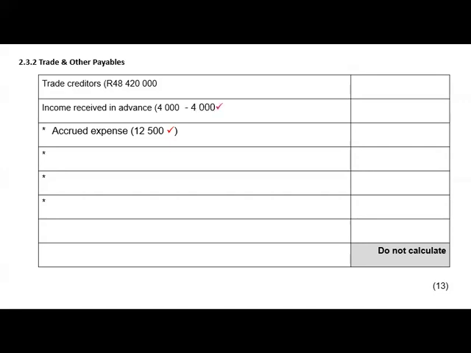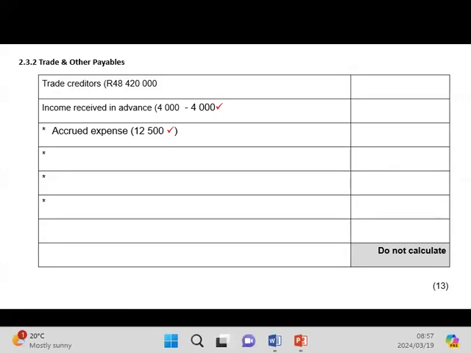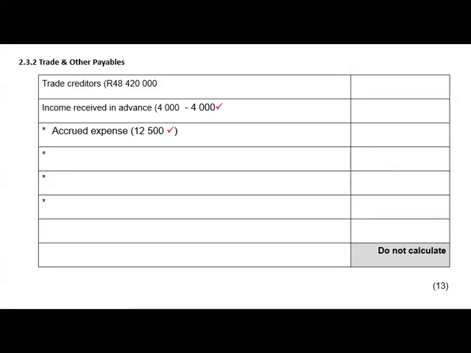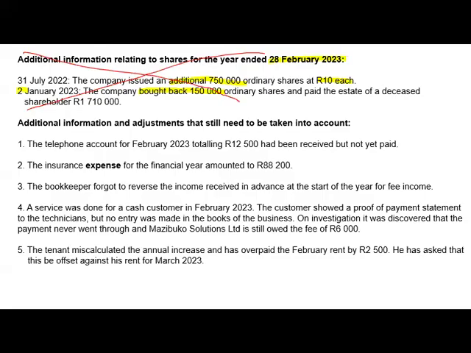Guys, check what I did to my income received in advance. Is that correct? It's for last year, we reversed it, all right? I'm going to move on. Can I move on to the next one? The second adjustment, what does it say? Insurance expense for the financial year amounted to 88,200. That is our insurance expense.